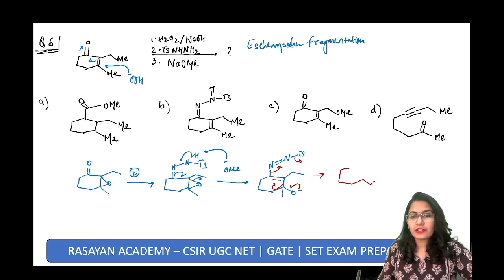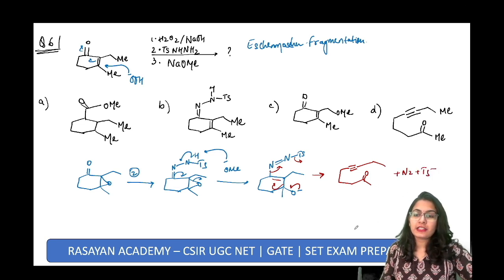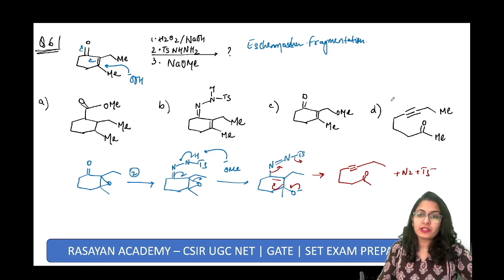It is driven entropically. Fragmentation happens because in this process, one molecule gives rise to 3 different molecules: this plus the nitrogen plus the Ts minus. That's why it is entropically very favored. This is your correct answer, and it's an Eschenmoser fragmentation reaction which is asked almost every year.